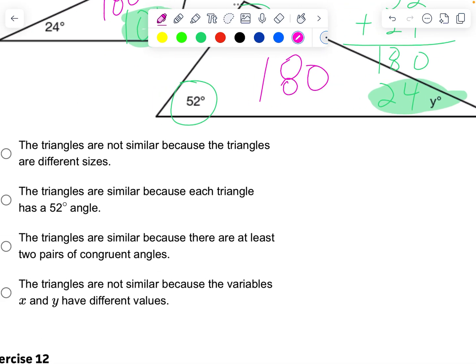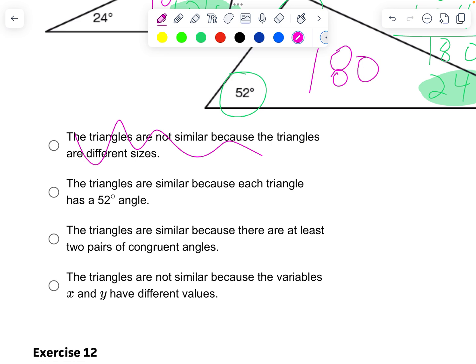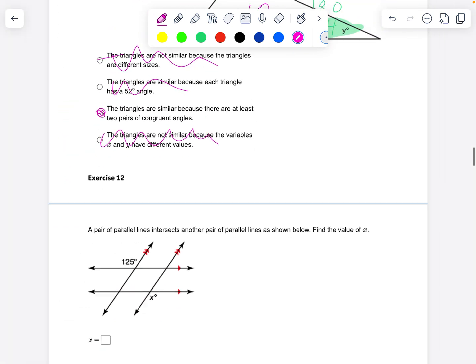Triangles are not similar? Nope, that's not right. Triangles are similar because each triangle has a 52-degree angle? Maybe. The triangles are similar because there are at least 2 pairs of congruent angles. That's sounding more right. So I'm thinking this one's out because this one's better so far. Triangles are not similar because the variables x, y are different values? No, we know they're similar. So we know it's this one. The answer is right there. That's number 11.